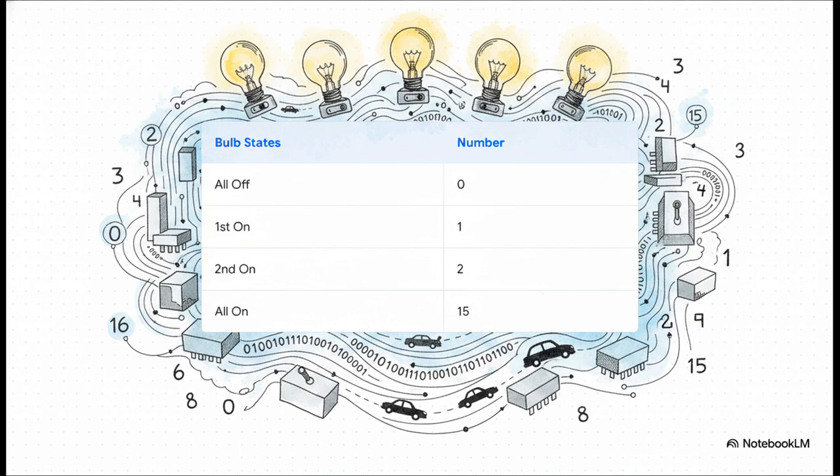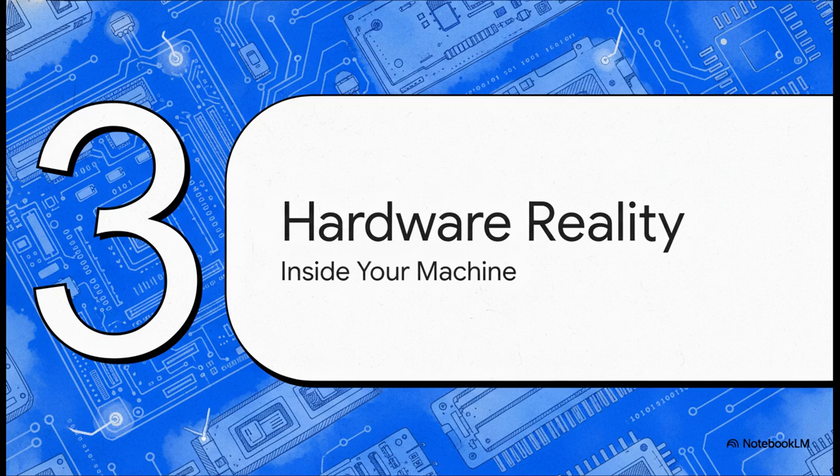The real aha moment here is that 4 bulbs, each with 2 states, on and off, give us exactly 16 distinct combinations. That's 2 to the power of 4. Which means, with just 4 simple light bulbs, we can perfectly record and read any number from 0 all the way up to 15. Which brings us to part 3, hardware reality.